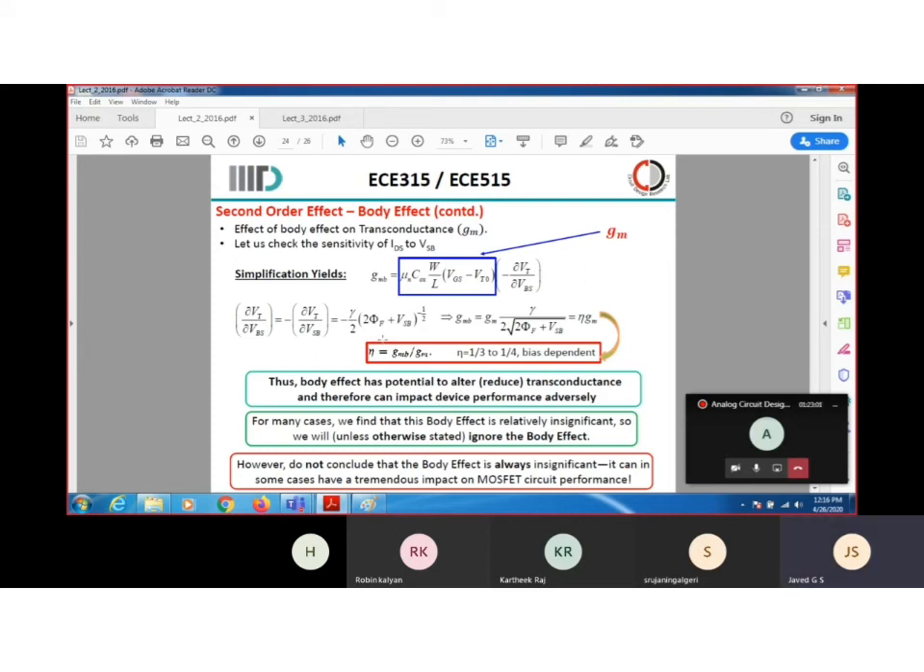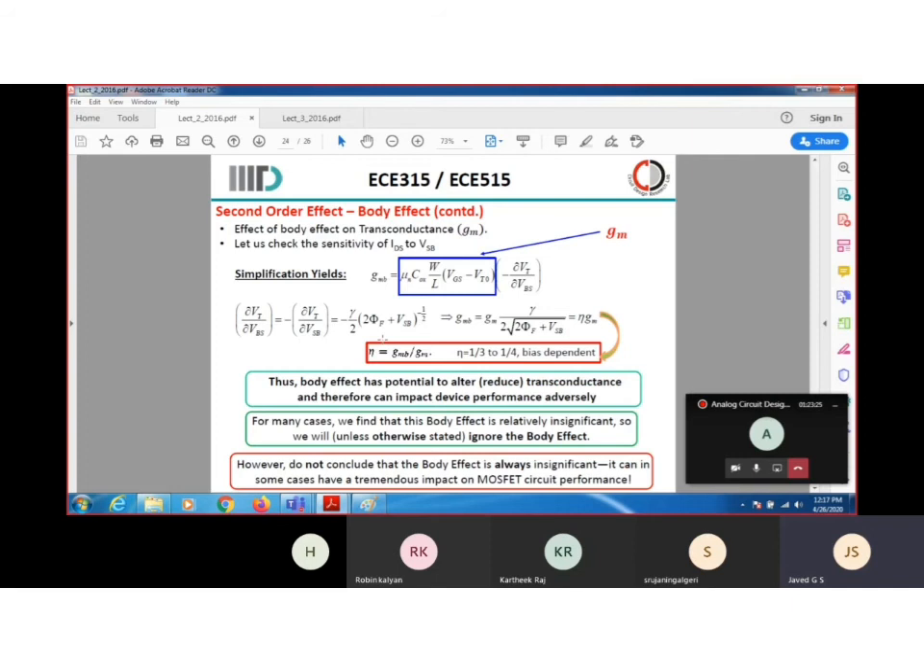Now this factor is called eta GM, where eta is given by GMB by GM. So GMB by GM is equal to eta divided by 2 times square root of 2φf plus VSB. Now, what is this factor? How does it affect us?